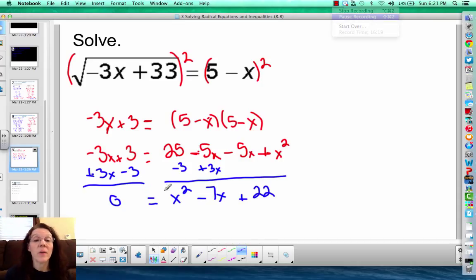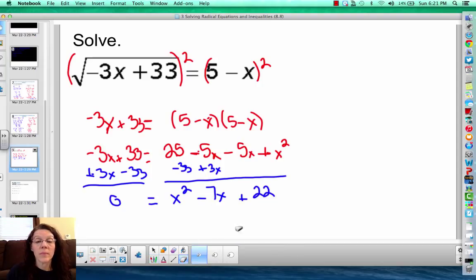All right, did you find my mistake? What did I do wrong here? Right, way back up here, when I wrote this down, this should have been a 33. And so this should have been a 33. And so instead of subtracting 3, I should have subtracted 33 from both sides. And so instead of this being a 22 over here, 25 minus 33 should be a negative 8.